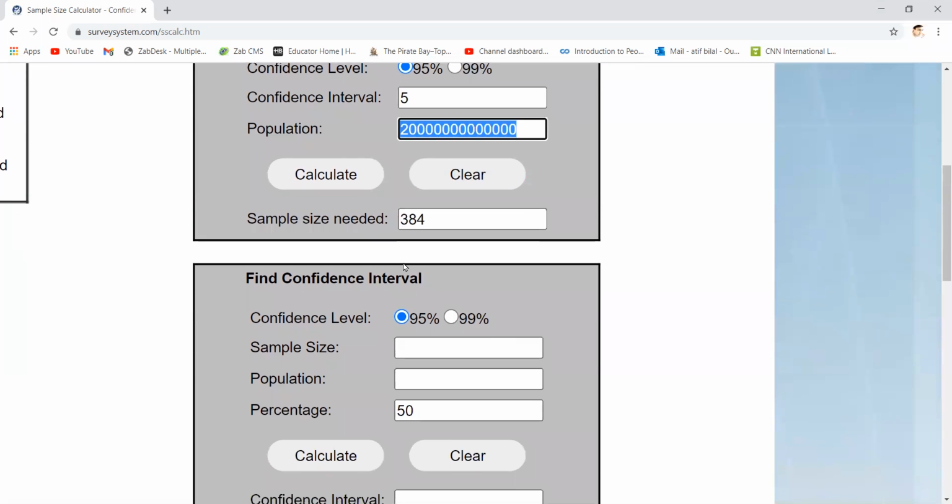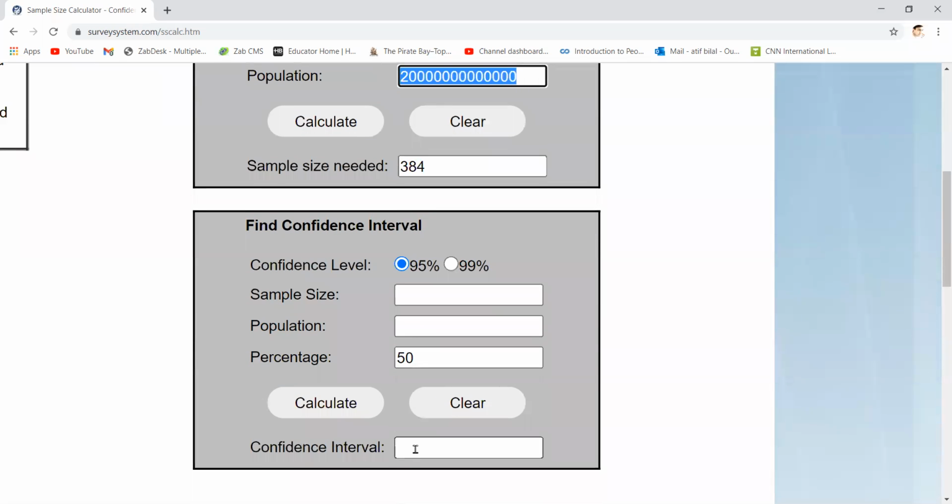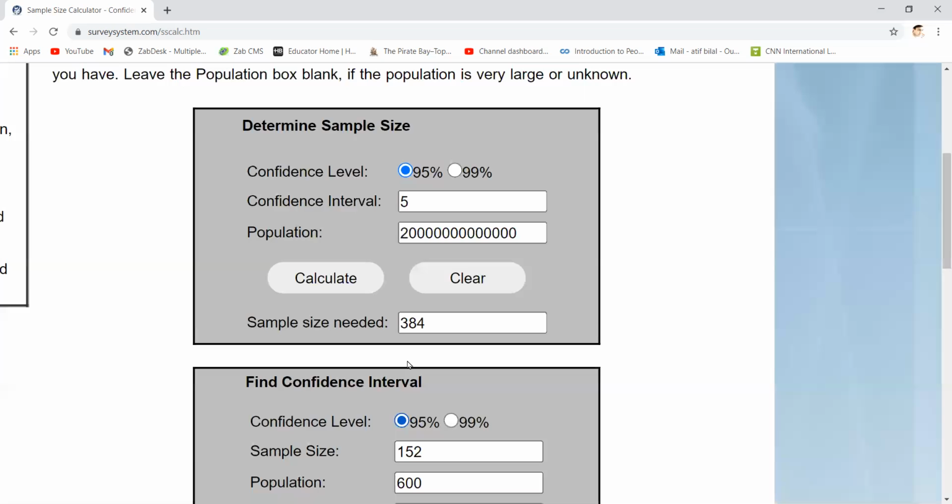Now, the second thing that you can do here is, for example, if you have already collected data, but now you're interested in knowing at what confidence interval I should accept or reject my hypothesis. If this is the question I want to ask, what I can do is, at a 95% confidence level, give my sample size. For example, I have collected data from, let's say, 152 people, but the size of my population is 600. So I'll ask it to calculate the confidence interval at which I need to set the threshold for my significance level. If you have a population of 600 and you have collected data from 152 people, then you need to have a 6.87% confidence interval. So this is how you actually determine your sample size.